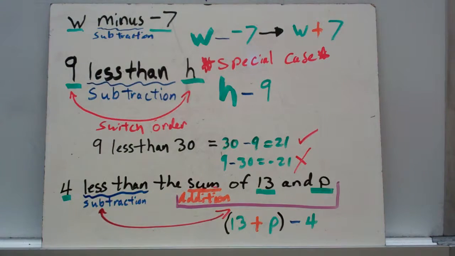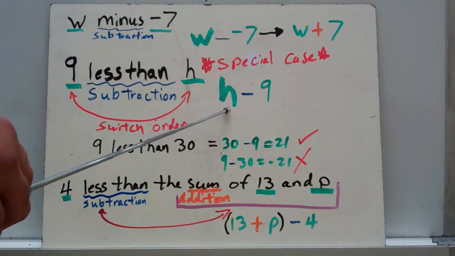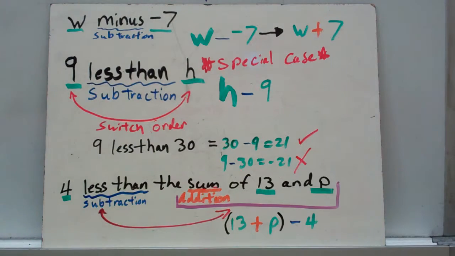With 9 less than h, okay, the term less than is what we call a special case. We have our term 9, we have our term h. And then less than means obviously subtraction. But with less than, you have to switch the terms, okay? So the term after the less than would actually go first, and the term before the less than would actually come last. So 9 less than h would actually end up looking like h minus 9. Okay, you have to switch the order.